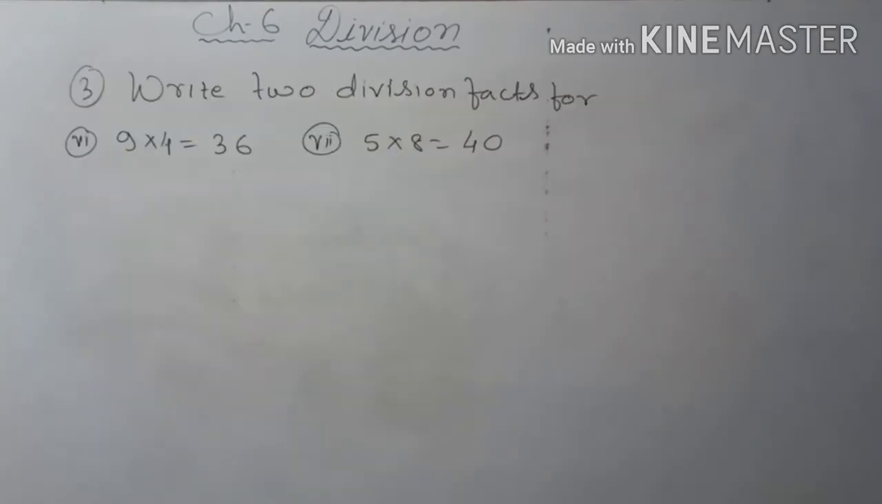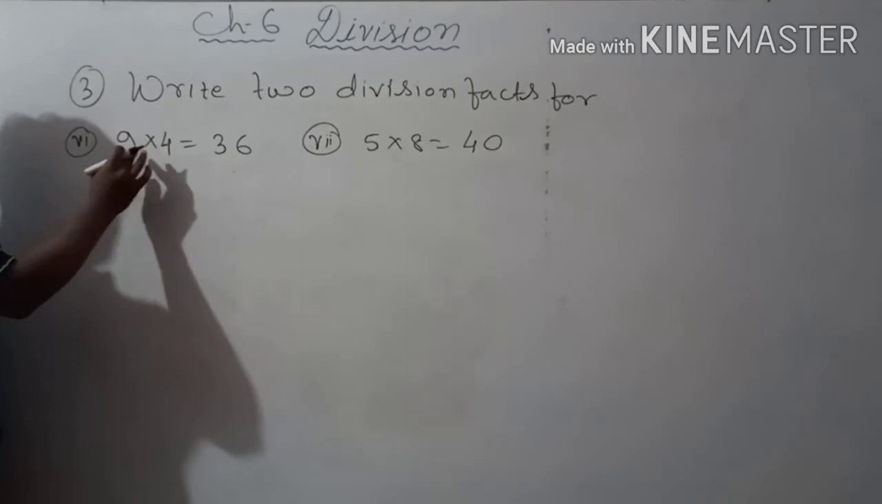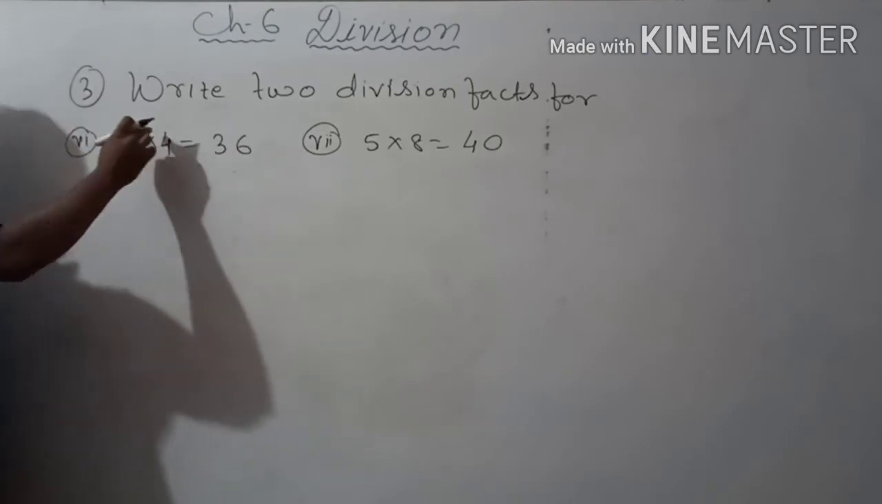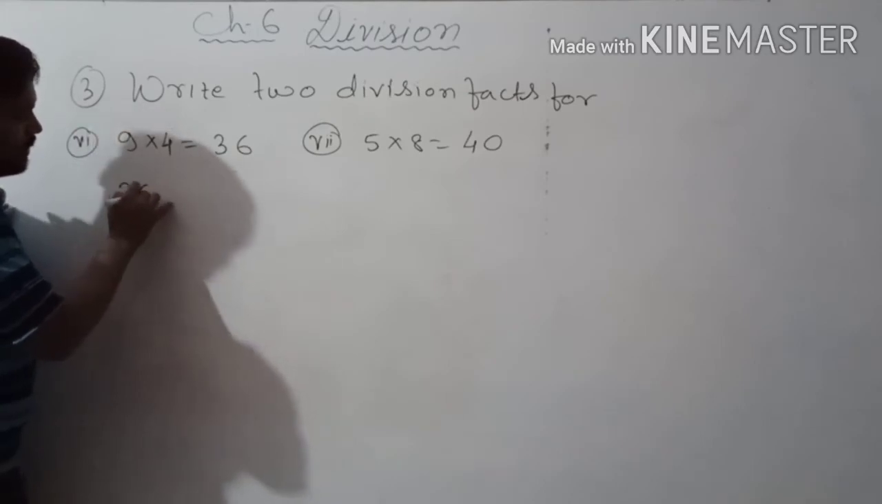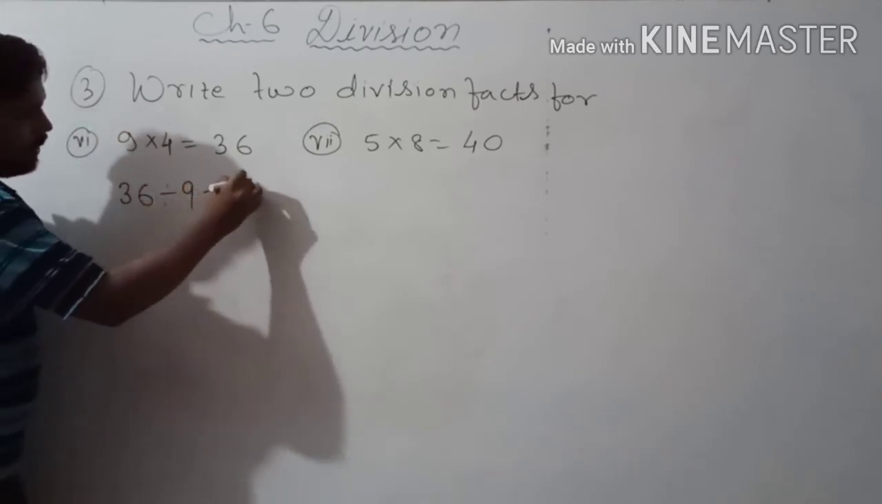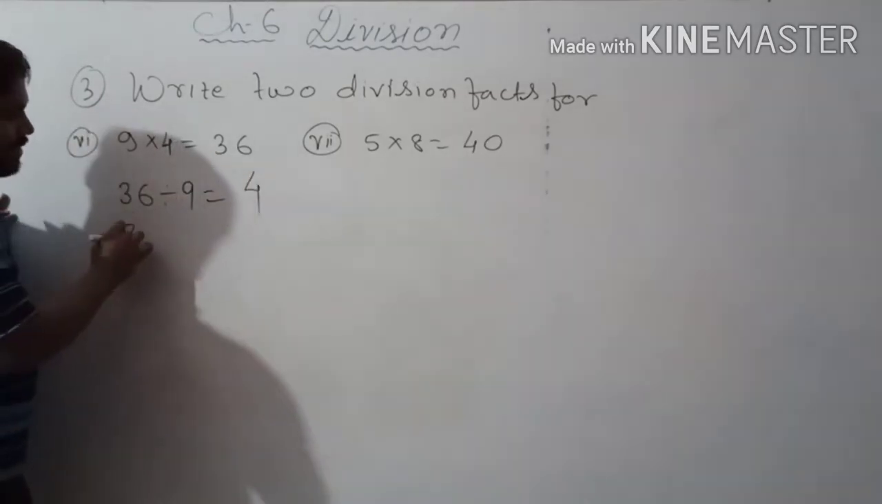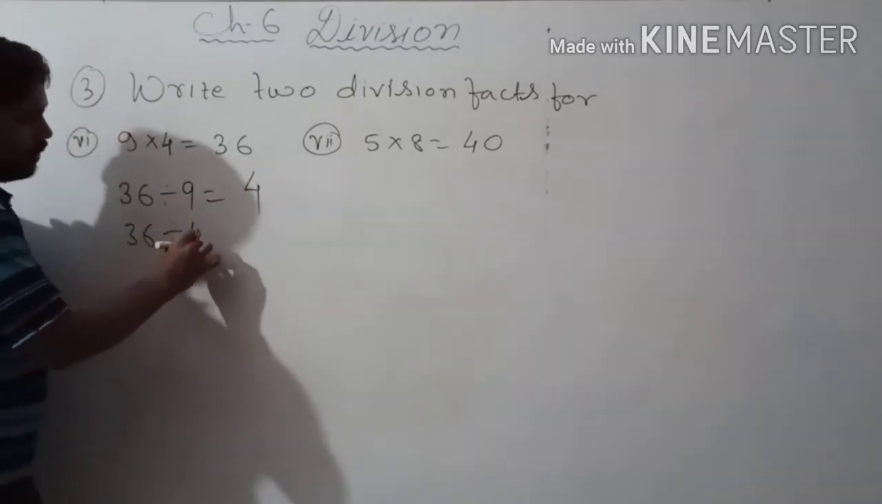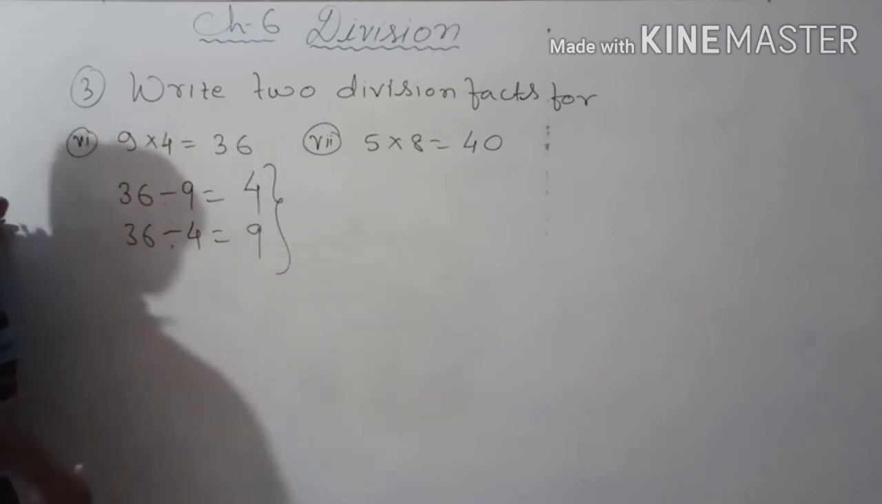Here question number 3 is asking write the division fact. तो division fact ऐसे हम लोग ने देखा किसको बोला जाता है, just after dividing this we will get this result, after dividing this with this we will get this result, that is the division fact only. So if you divide 36 by 9 then quotient will come 4. Okay, and if you divide 36 by 4 the quotient will come 9. So these two are the division facts of this multiplication.